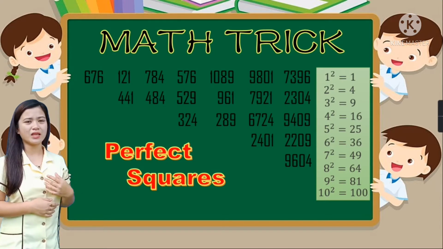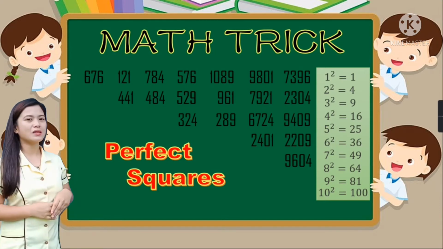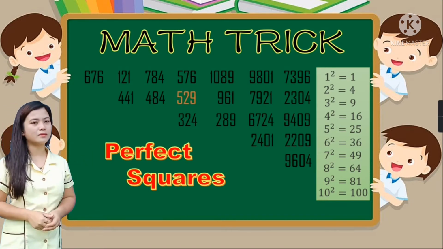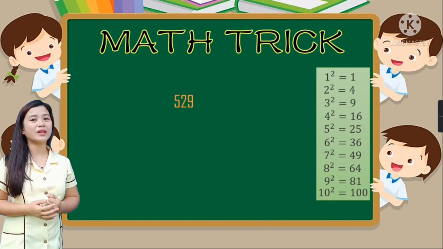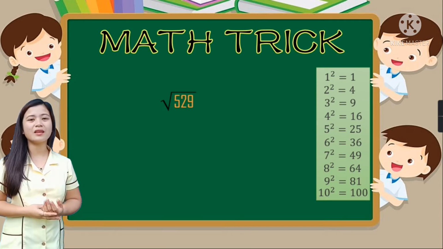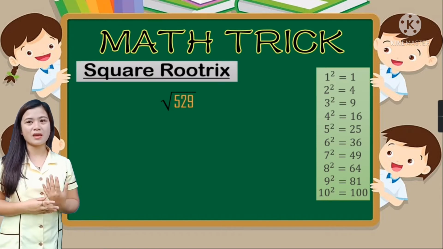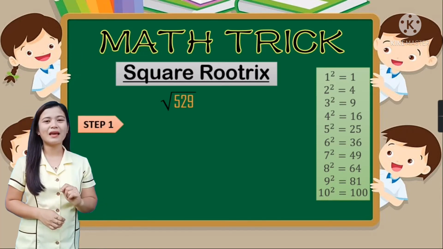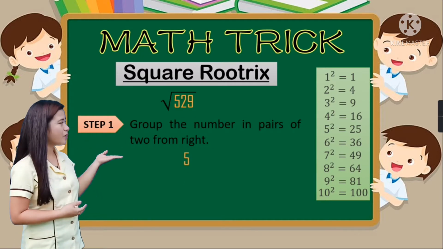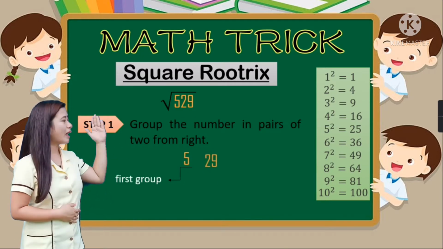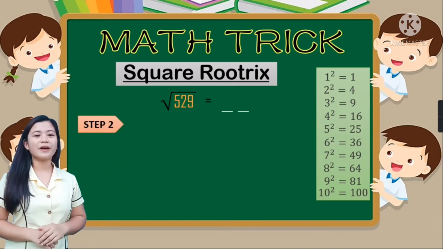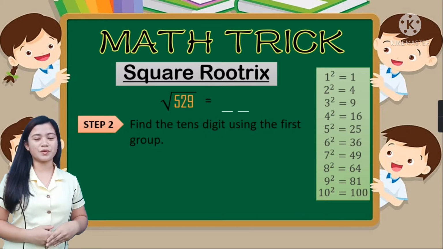Now, let us consider the following numbers. Let's choose a 3-digit number. So let's say we have 529. Alright, how can we get the square root of our perfect square 529 using the square root tricks method? Step 1. Let us group the number in pairs of 2 from the right. We have here 5 as the first group and 29 as the second group.